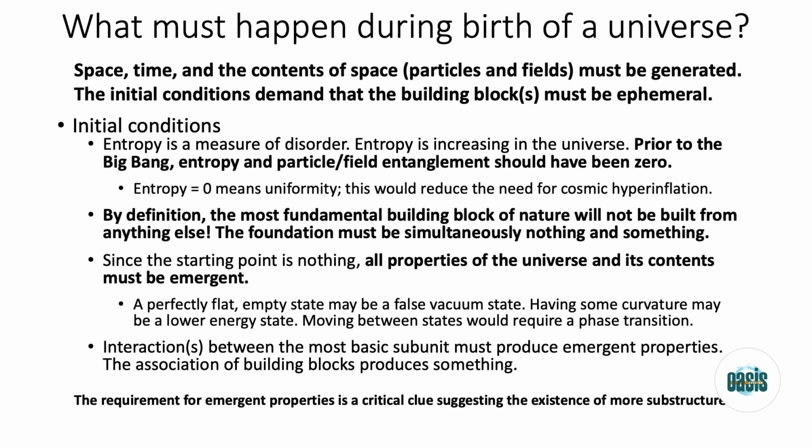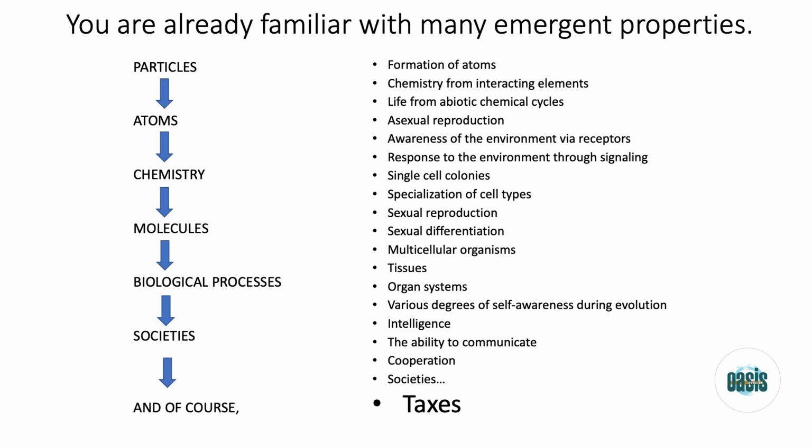And because all these particles we're going to create have various properties, these properties are going to need to be emergent. They are going to be self-realized as we build things. And I'll show you how that happens. So the emergence of properties actually is a clue that you could dial it back and get down to something more fundamental. Let's take a look at that. You're actually already familiar with lots of emergent properties. We can go from particles to atoms to chemistry to molecules to biological processes to societies, and of course, taxes.